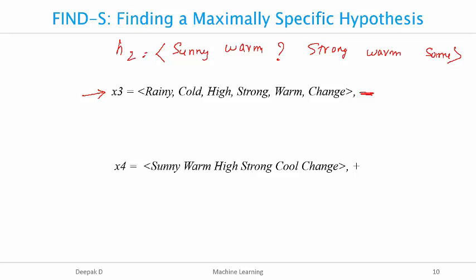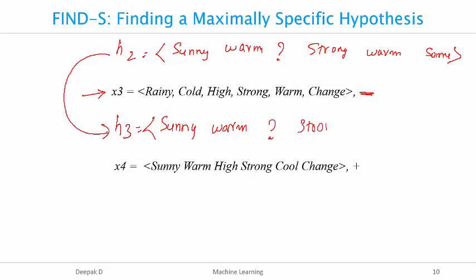So what we have to do, you have to update your hypothesis H3 by keeping the same values. So sunny, warm, any value is acceptable, strong, warm, and same. So this is your updated hypothesis with respect to your x3. Here we have not considered x4, but we have to update your hypothesis. And again you have to update your current hypothesis, because still we have one more instance, that is x4.